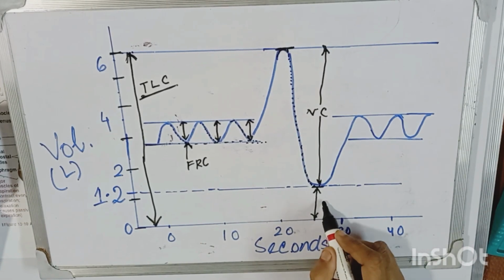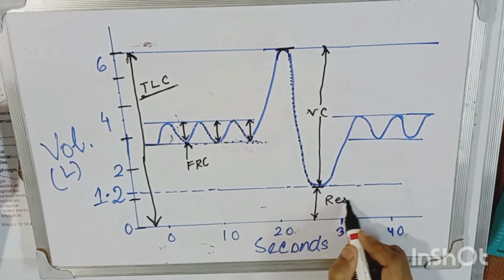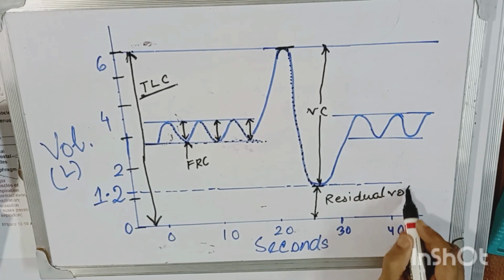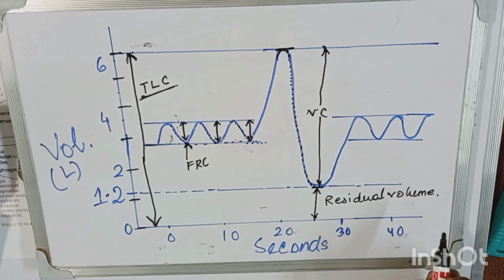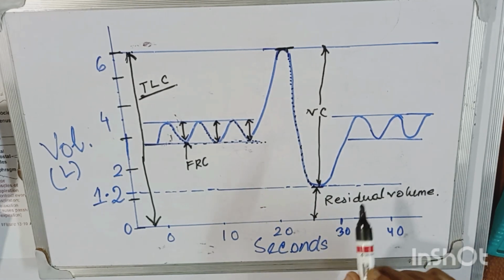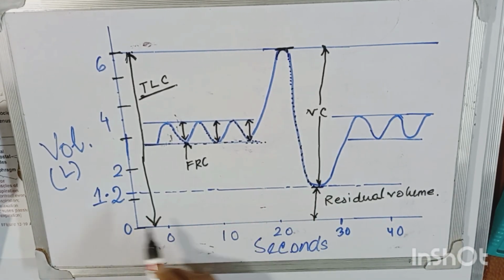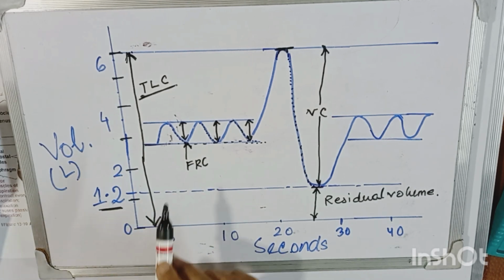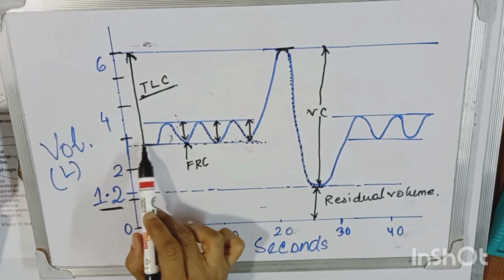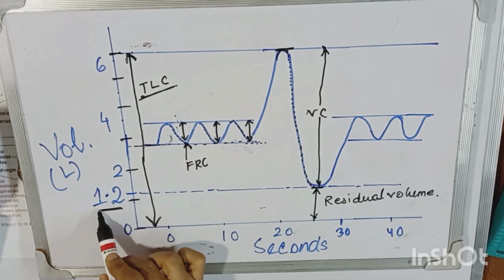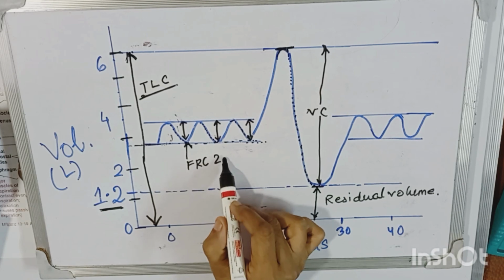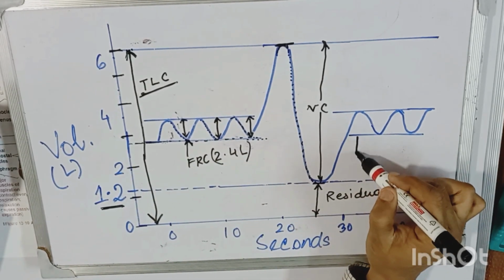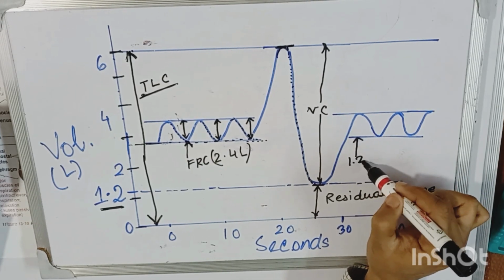Now, what is this? This is residual. You cannot exhale this amount of air. So this is residual volume. Residual volume is around, say, 1.2 liters. And what is this volume? This functional residual capacity is just double this volume, 2.4 liters. So this is another 1.2 liters.